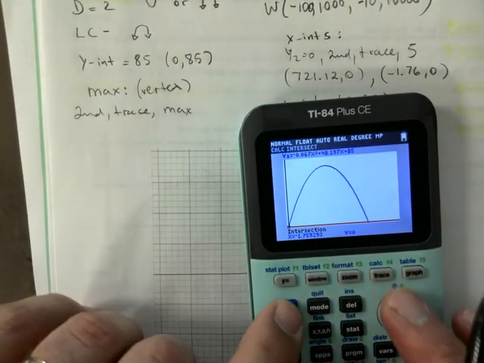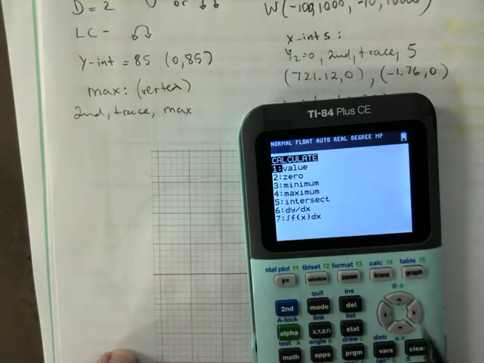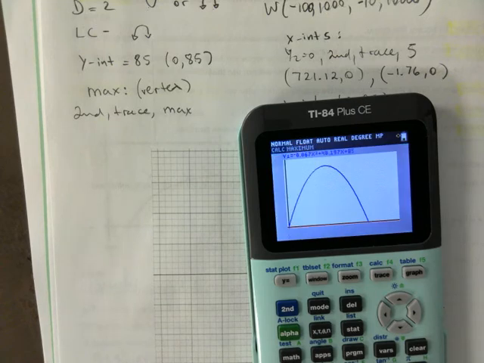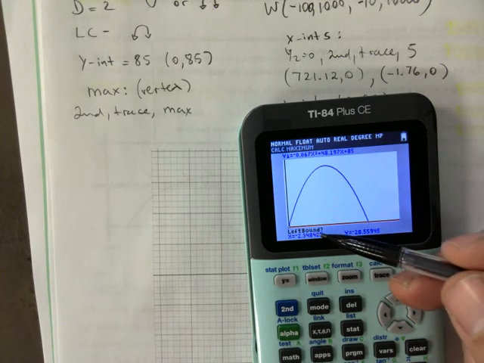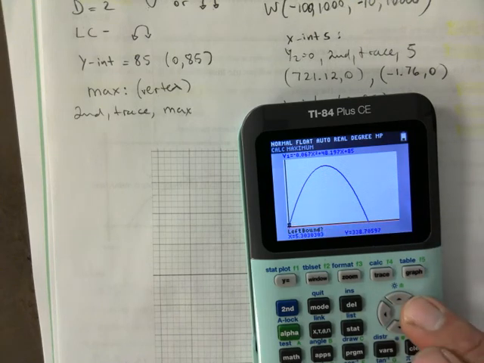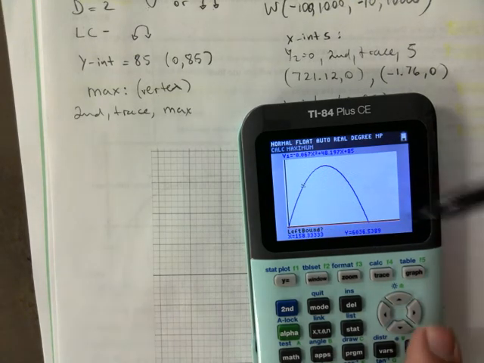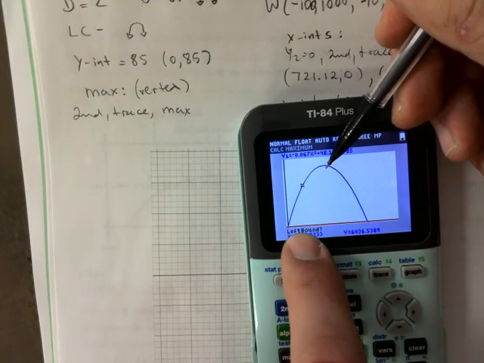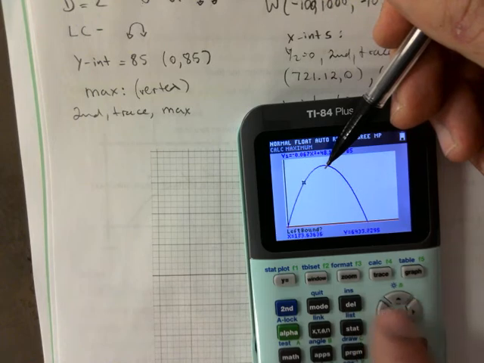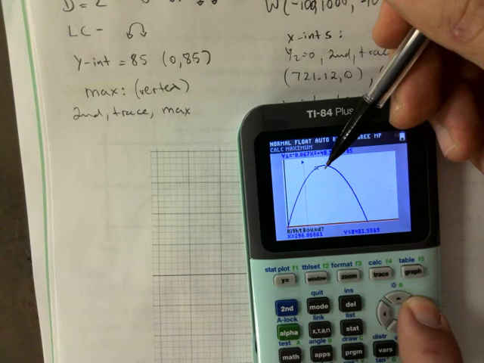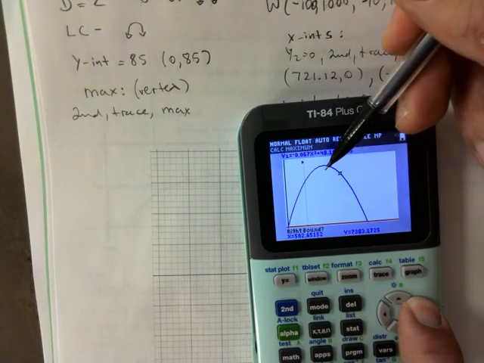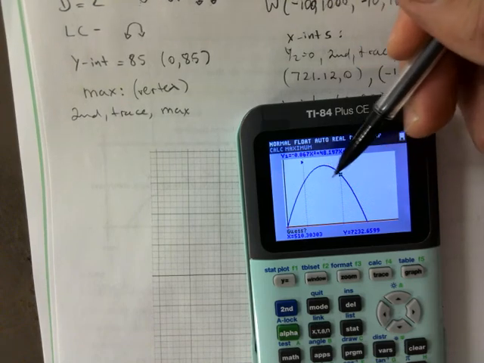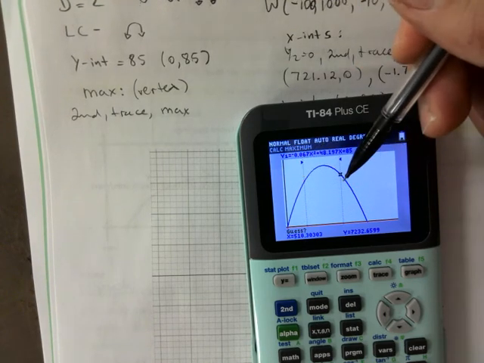Okay. So watch how this works. Second, trace maximum. That's the fourth option. You can press 4 if you want, or just scroll down to it. And it's asking you for a left boundary. So basically it's saying, hey, find any point to the left of the vertex. You gotta know it's up there. Anywhere on the left is fine. So use your cursor sideways, don't go up and down, right? Hit enter, and then you go past it to the right because it's asking for a right boundary. Hit enter. So now you're telling the calculator somewhere between here and here.